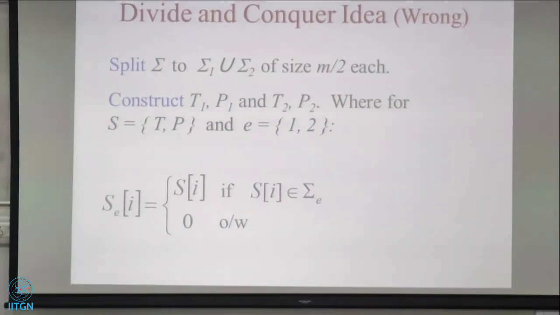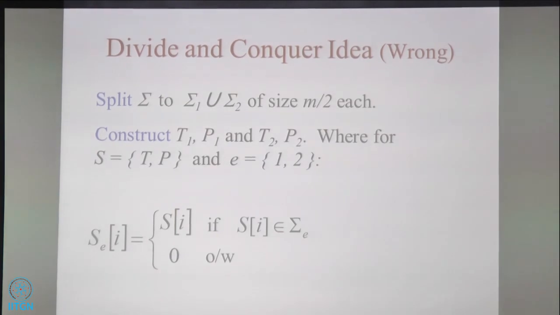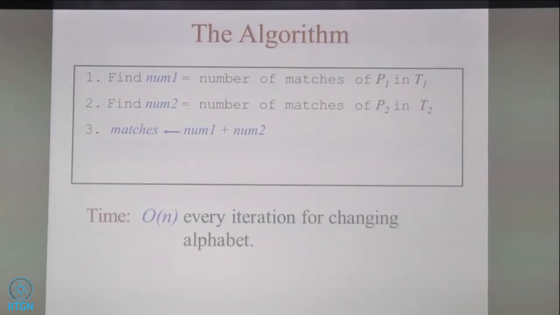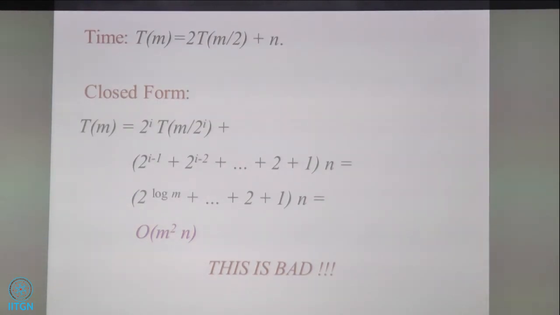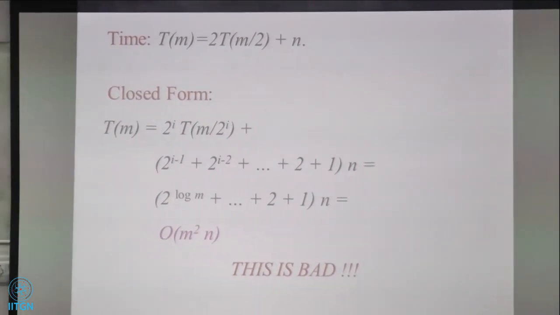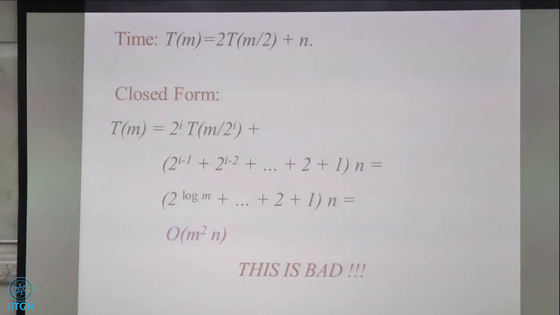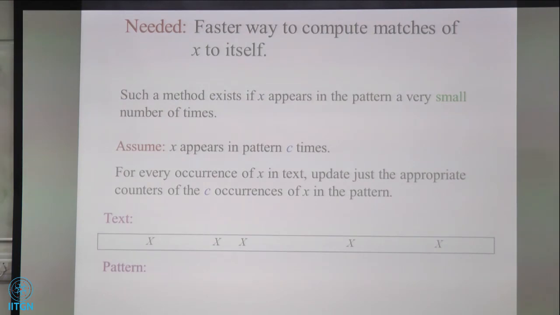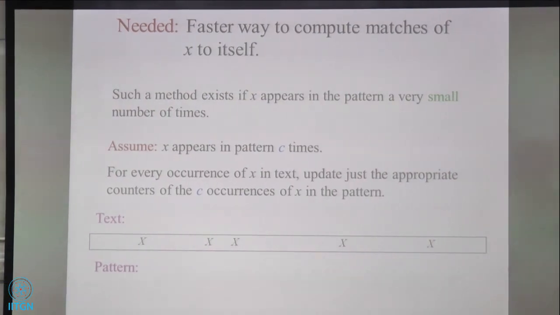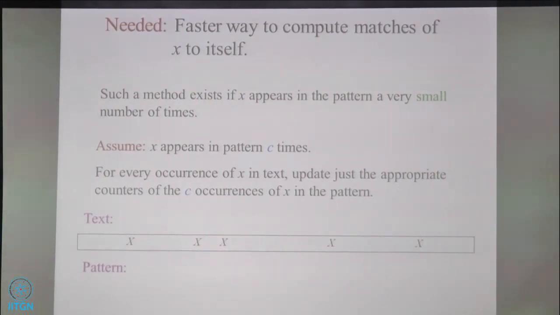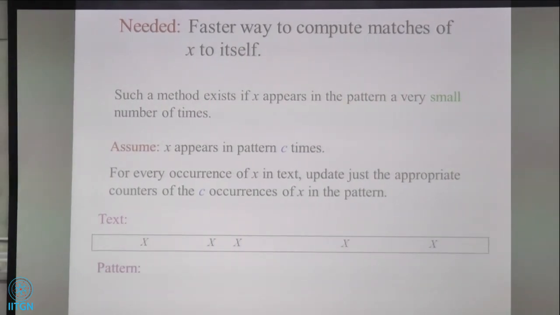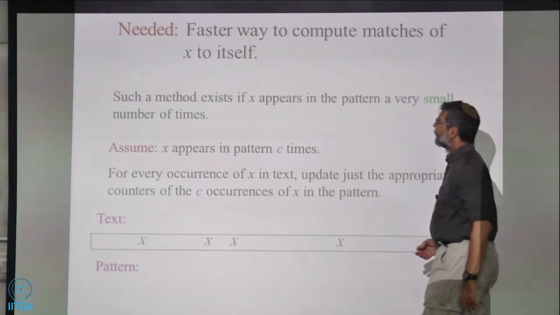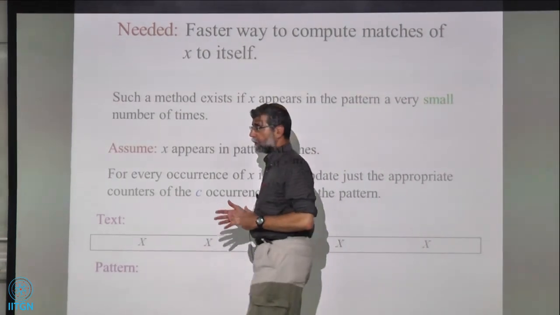So far, so good. Now here's a wrong divide and conquer idea, and because it's wrong, I'm not even going to get into it. It's a little educational to think about, but let's skip it. But what we need is a faster way to compute matches of x to itself. And the faster way that I'm talking about is now going to be the other side.